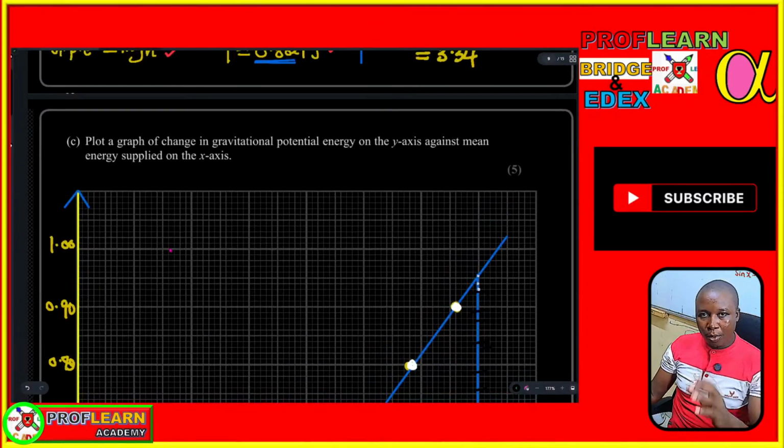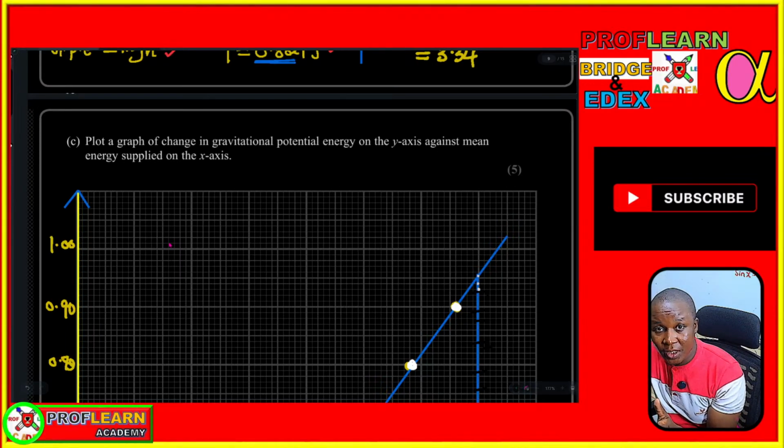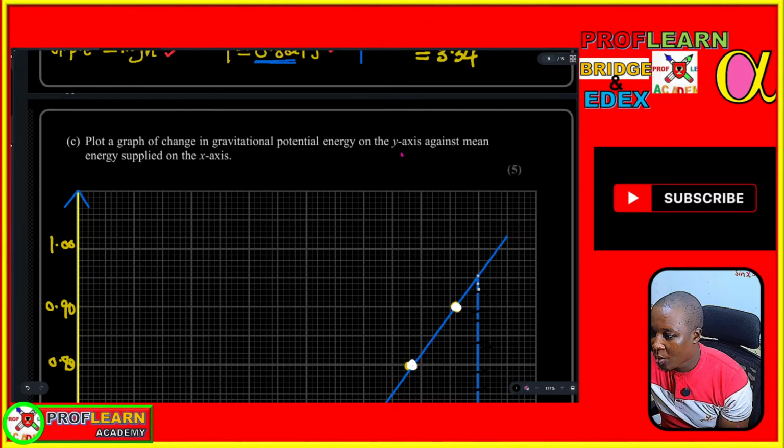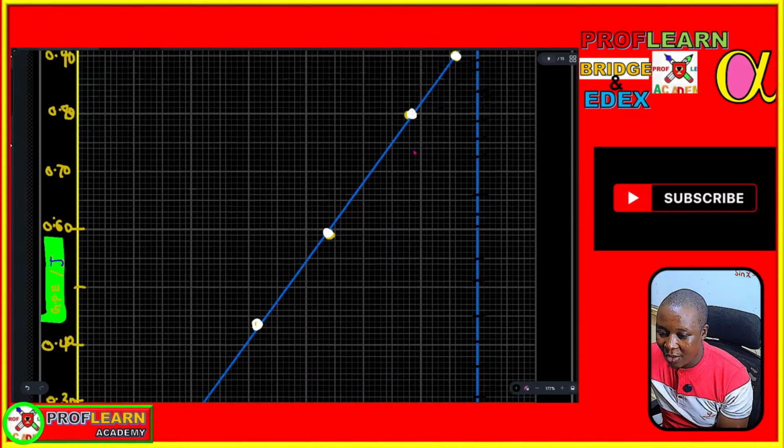Another practical skill that will be tested in this paper is to draw graphs. So they may plot points and then tell you to draw a line of best fit or curve of best fit, or they may give you a blank, completely empty graph. Then you are supposed to plot that graph. Something that you need to understand, you have to put the quantities where they are supposed to be. For instance, we shall have potential energy on the y-axis and energy supplied on the x-axis.